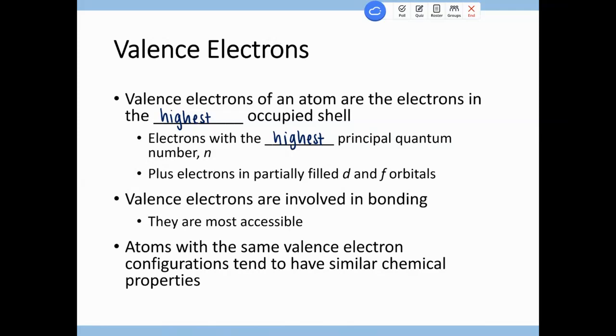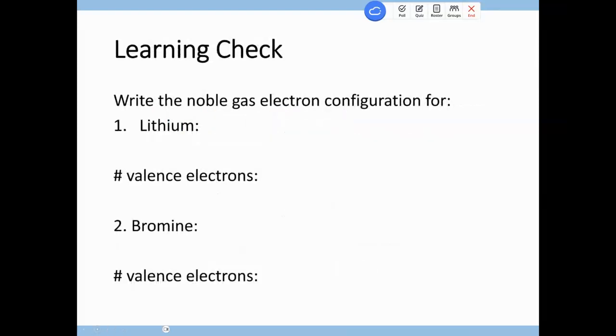These are the electrons that are involved in bonding. They're the most accessible, they're the outermost electrons, the most accessible by other atoms. And so these are really what we're concerned about when we're talking about bonding and reactivity. Atoms that have the same valence electron configurations tend to have similar chemical properties. We'll talk about that as we move along. But first, let's do this learning check.